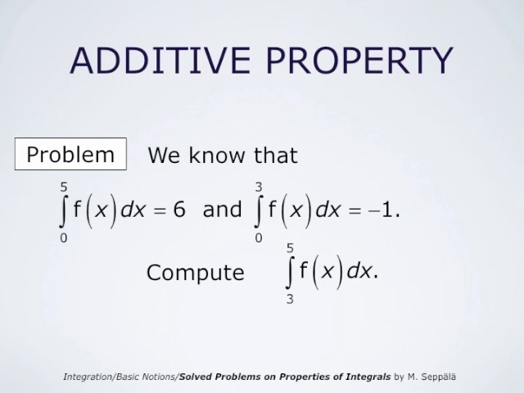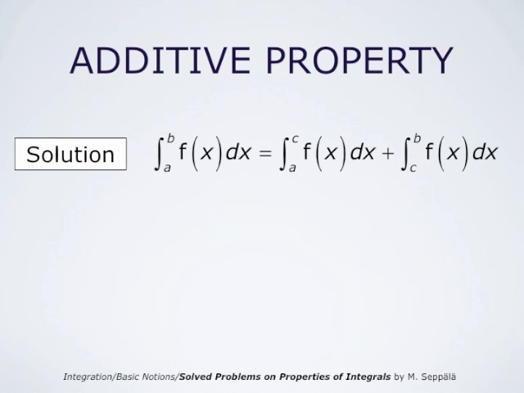In this problem, we know that the integral from 0 to 5 of f of x dx equals 6, and the integral from 0 to 3 of f of x dx equals negative 1. Our task is to compute the integral from 3 to 5 of f of x dx. To this end, we use the formula: the integral from a to b of f of x dx equals the integral from a to c plus the integral from c to b of the same function.